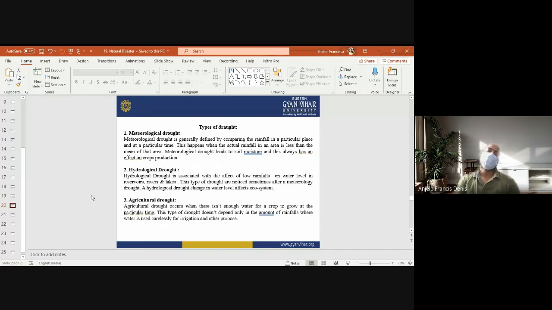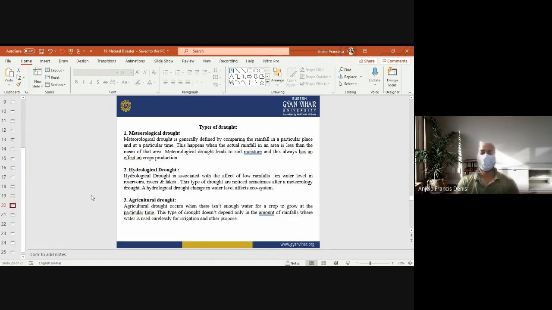So there are a few types of drought. First one is meteorological drought, second is hydrological drought, and third one is agricultural drought. Agricultural drought is a very important one for agriculture professionals to know. Whenever there is a shortage of water for irrigational activities, we call it agricultural drought. We all know that without irrigational water, it is impossible to cultivate any crop, to rear any animal or livestock, as well as several agricultural activities is impossible without water.